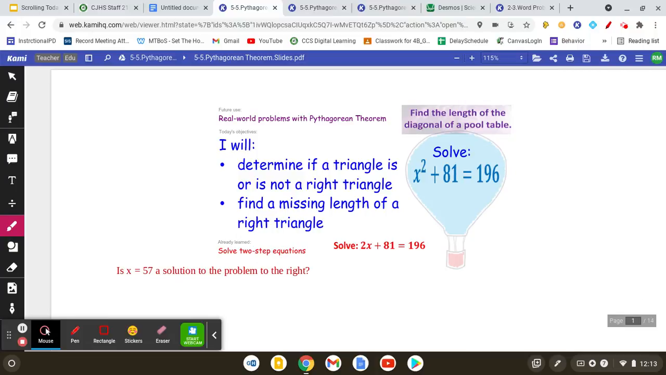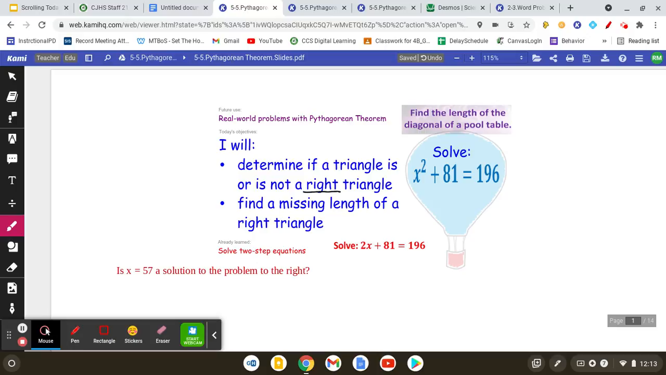Today's lesson, you will be able to determine if a triangle is or is not a right triangle. Remember, a right triangle is a triangle with a 90-degree angle. Also, you'll be able to find the missing side length of a right triangle.